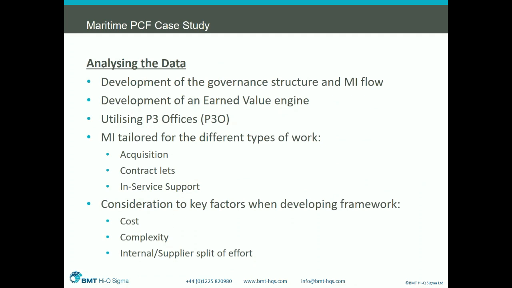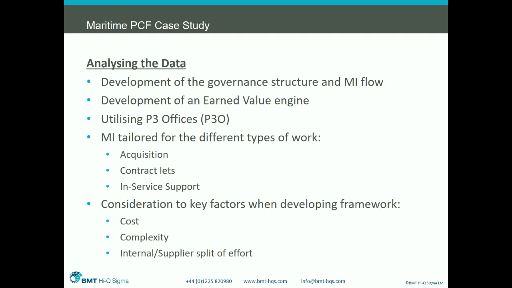So next on how we're helping them analyse the data. Firstly, it was about developing the governance structure and the MI flow. So establishing those key meetings across the P3M spectrum, developing terms of reference and tailoring the inputs and outputs and the purposes of those meetings accordingly, and making sure that everyone who needs to be is aware. Then providing guidance on the MI that we're expecting to be presented through this various governance chain.